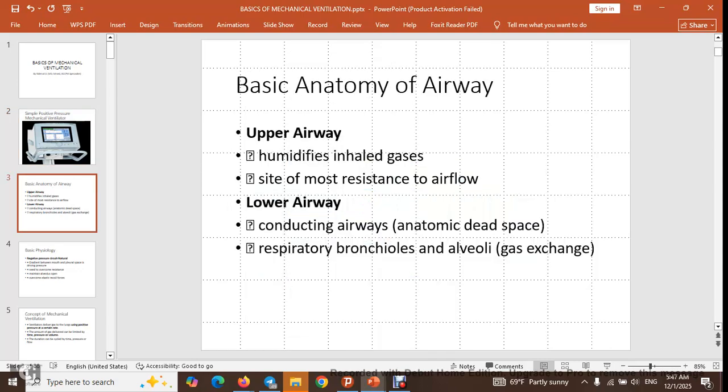Before that, we will see the basic anatomy of the airway, the upper airway and the lower airway. The upper airway is used for humidifying inhaled gas, and it is also the site of most resistance to airflow, whereas the lower airway is the conduit. There are two types of airway: anatomical and physiological. They are conducting airways and also airways that act for gas exchange.